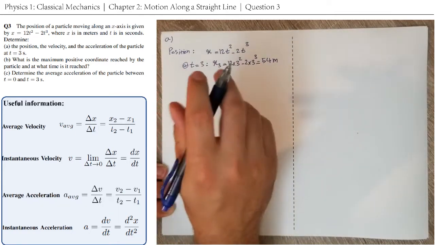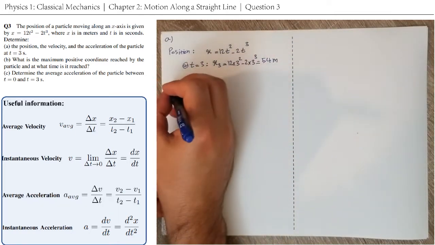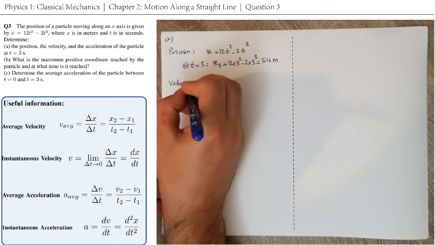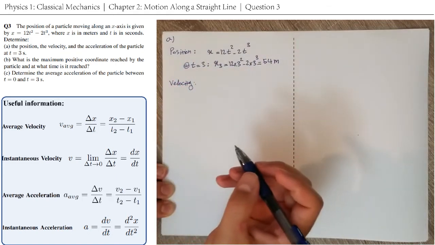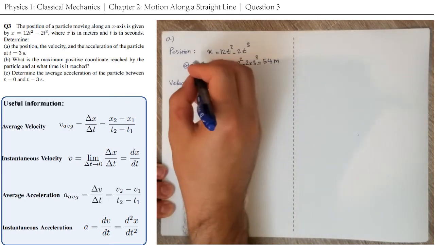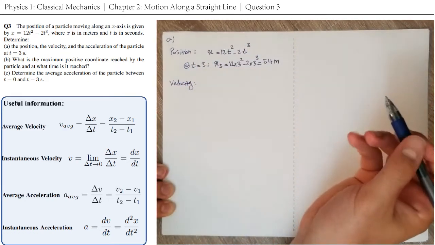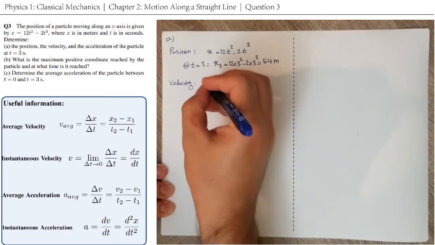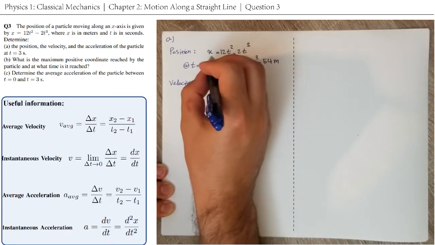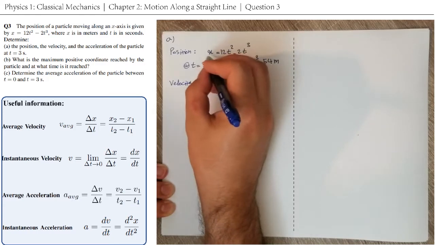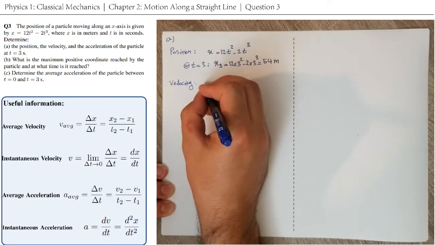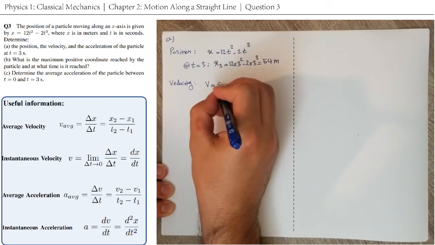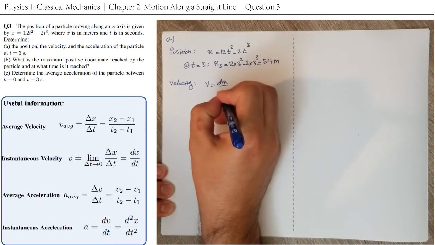What about for the velocity? How should we obtain the velocity at t equals 3? For velocity, first we have to actually obtain the equation of velocity with respect to time. And considering the fact that the velocity can be obtained by taking the time derivative of the position, we can say that v by definition equals dx over dt.